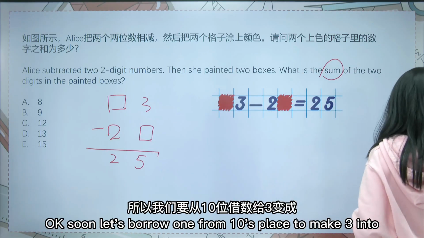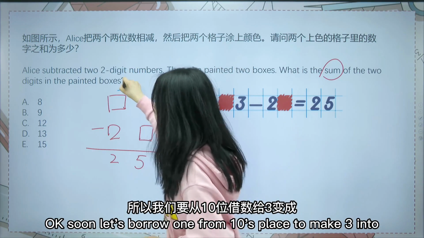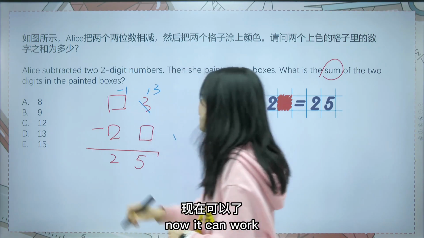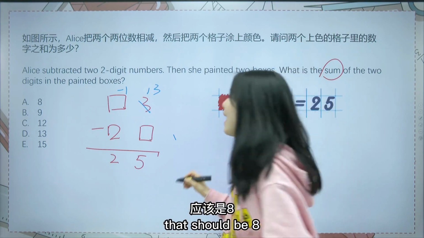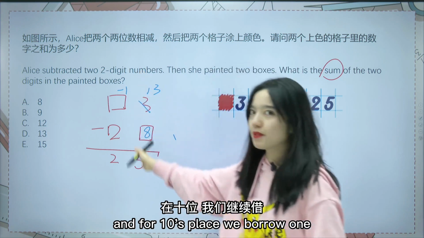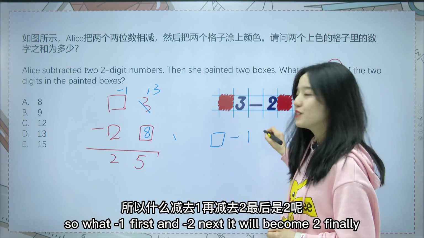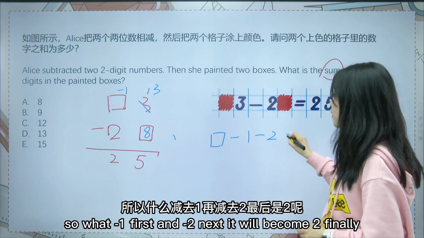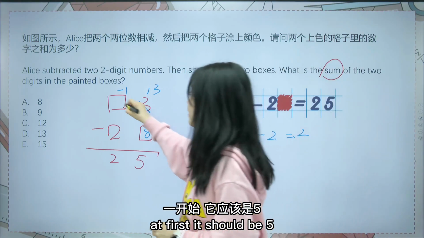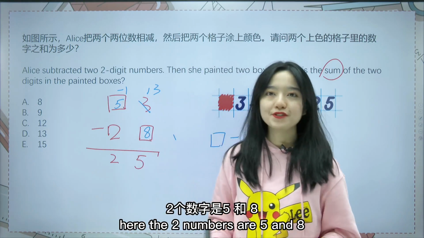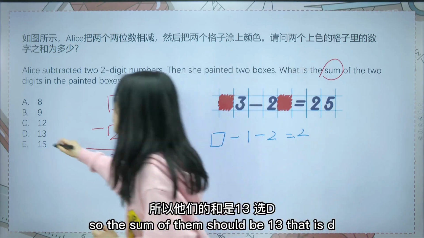Okay, so let's borrow one from the tens place to make 3 into 13. Now it can work. 13 minus what equals 5? That should be 8. And for the tens place, we borrow one. So what minus 1 first and minus 2 next? It will become 2 finally. At first it should be 5 here. The two numbers are 5 and 8, so the sum of them should be 13.